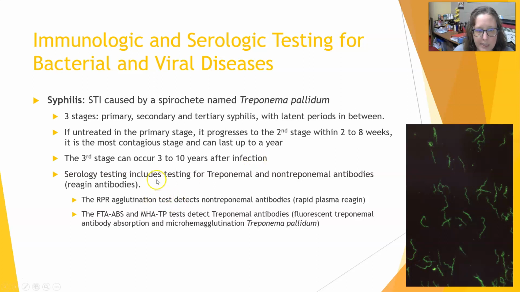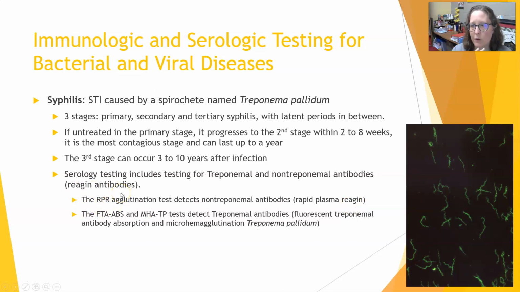The serology testing will include testing for treponemal antibodies and non-treponemal antibodies, and those are called reagent antibodies. So the RPR agglutination test will detect non-treponemal antibodies. It's the rapid plasma reagin test, or RPR test.